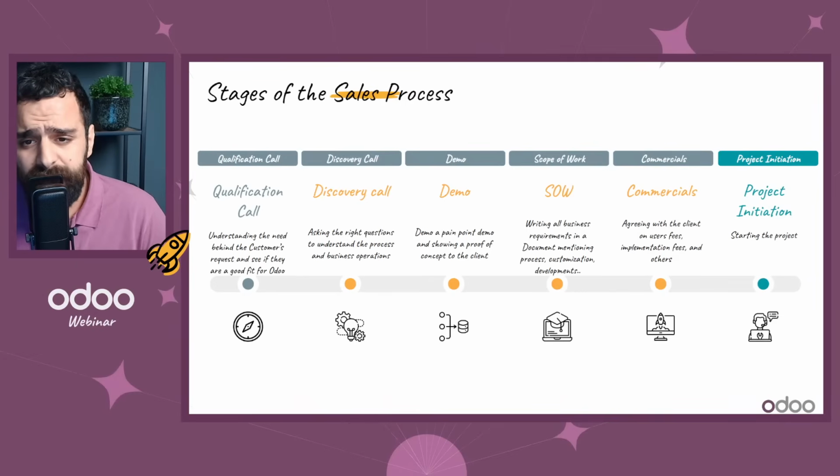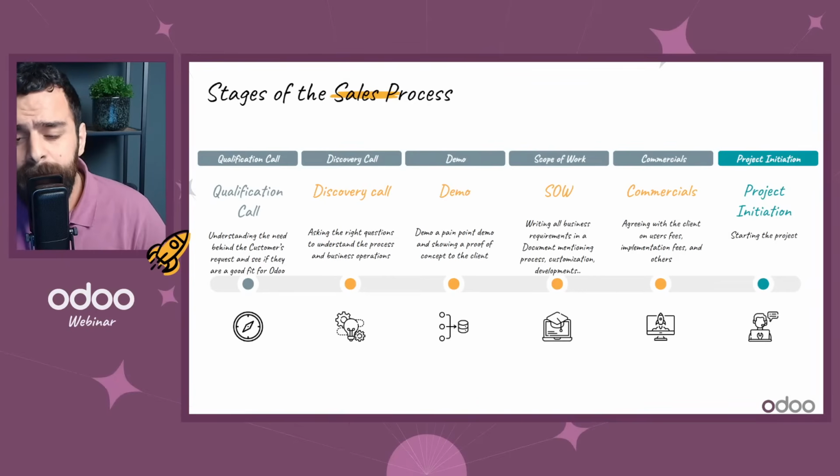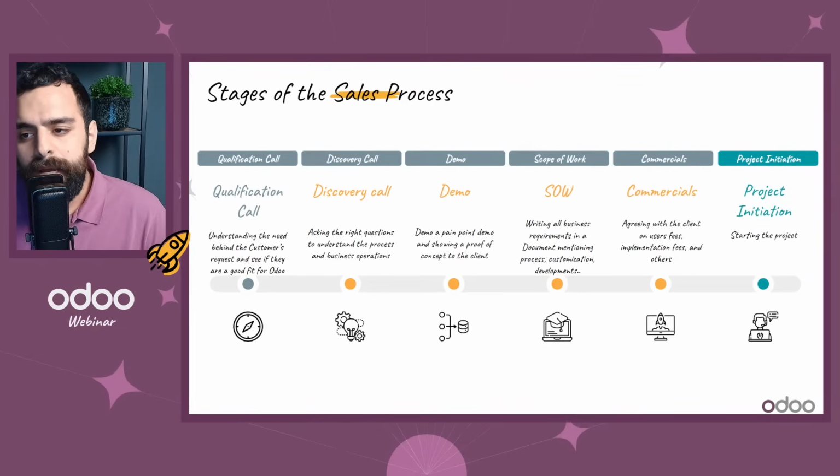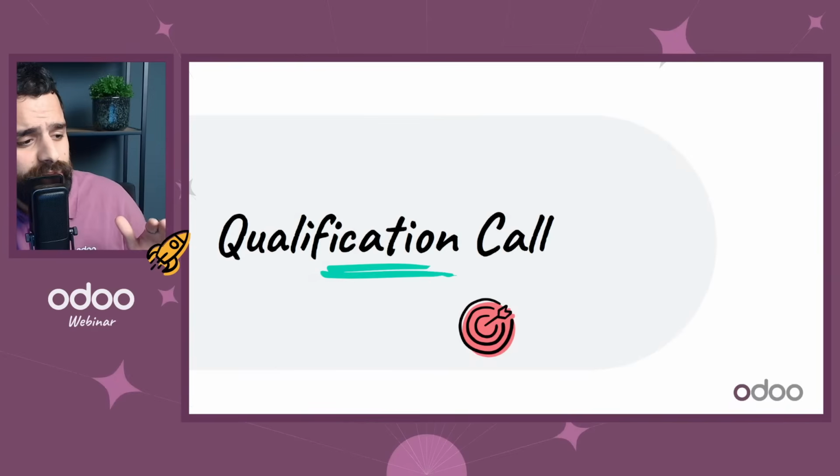After we finalize everything, we need to write all of the requirements in a scope of work, which is a document that has all of the business requirements, deadlines, customizations, things which are within the scope and out of scope, and all of the processes and developments. Finally, we go into the commercials meeting, where you draft a proposal with the users, the implementation, AMC contracts, and any other hidden fees, and then go into project initiation. By the way, if you have any questions, please write them down in the comments.